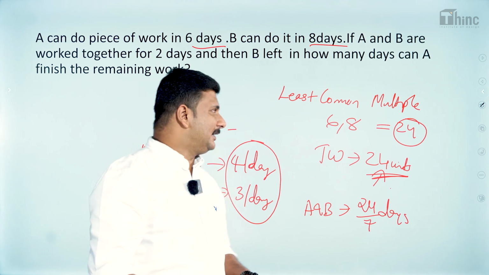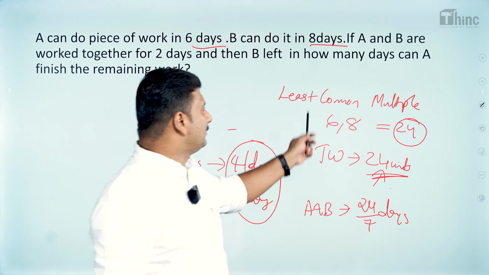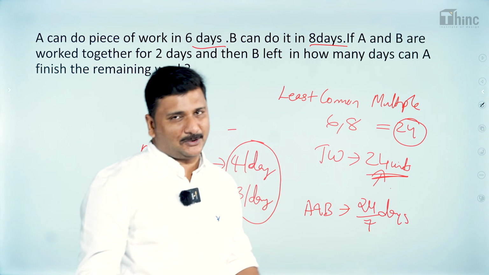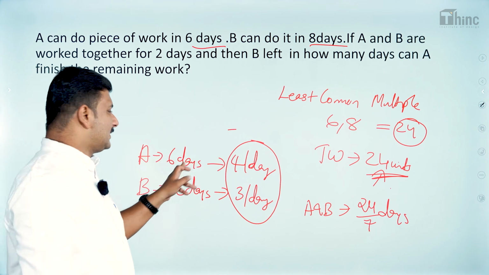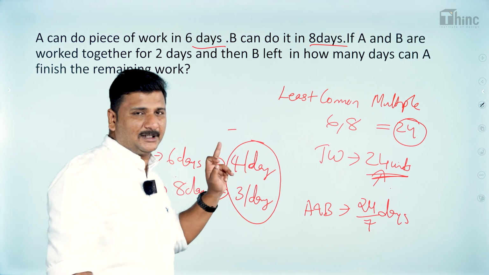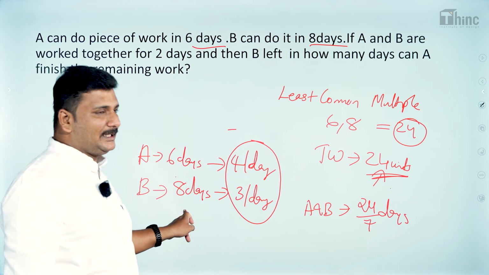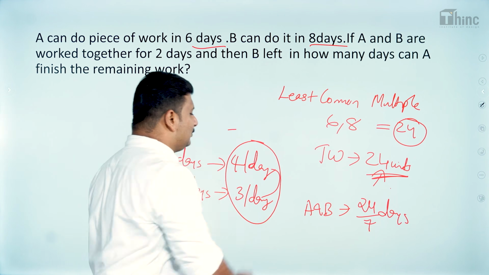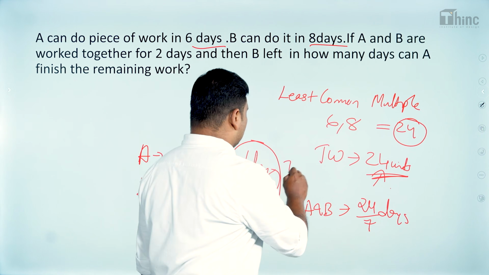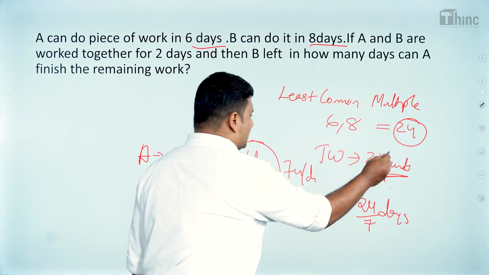Let me just explain this again. We are going for a common multiple of the days given. We are assuming that as the total work. And if A did 24 units in 6 days, the contribution of A in 1 day will be 4 units. And if B did 24 units in 8 days, the contribution of B in 1 day will be 3 units. Now if they work together, they will do 7 units in 1 day, right? If the total work is 24.